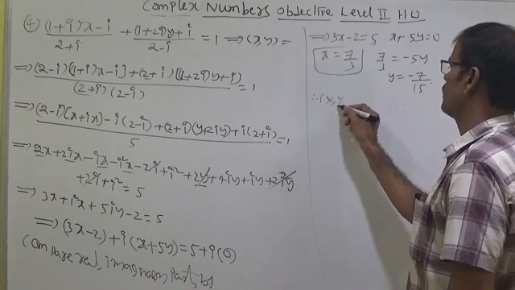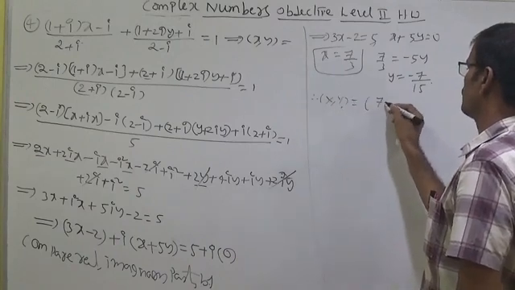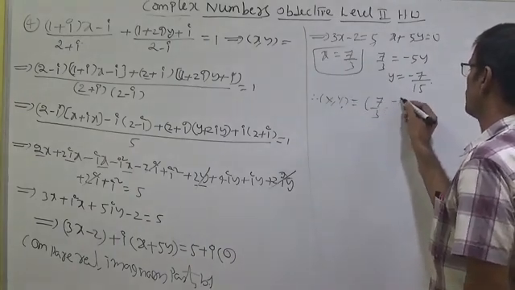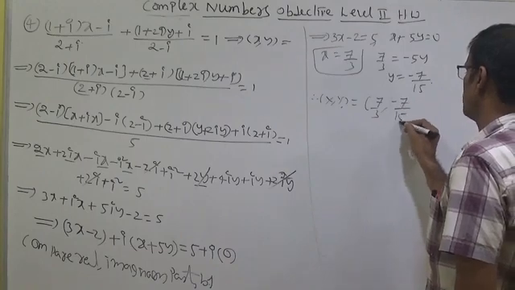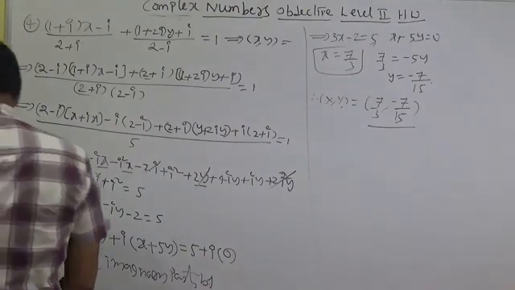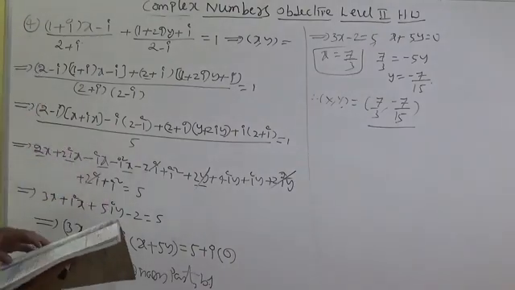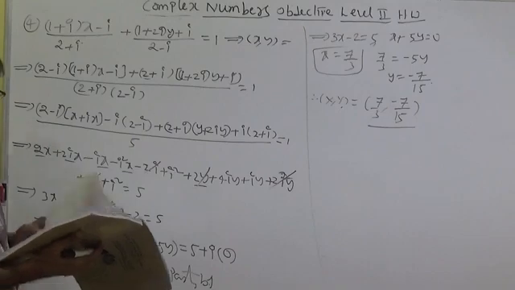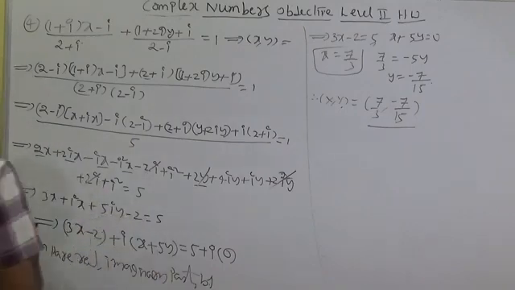So the ordered pair (x, y) you can write as 7 by 3 comma minus 7 by 15. First option. Now the fifth question.